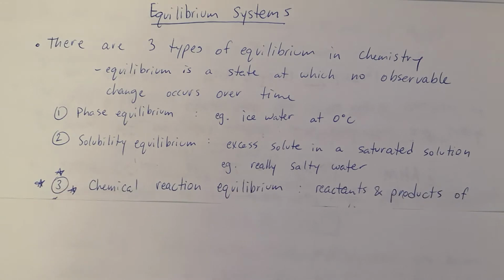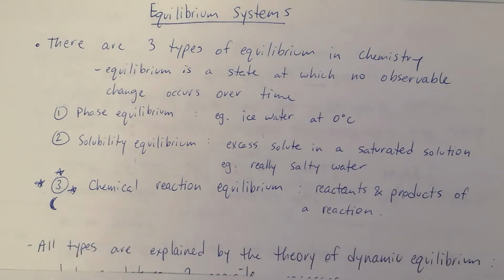The third most interesting one, the one that we actually will only care about in this course, is chemical reaction equilibrium. Okay, that's why I gave it stars and a crescent moon there. So I'm going to spend a lot of time today discussing this. And this involves reactants and products of a reaction. Okay? Let me get to this theory of dynamic equilibrium.